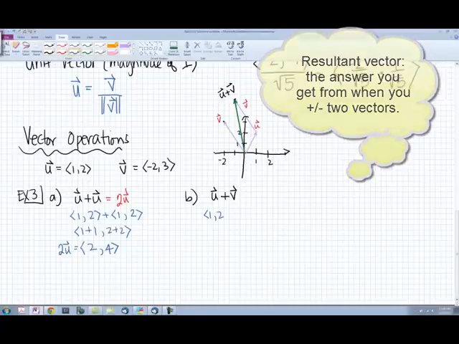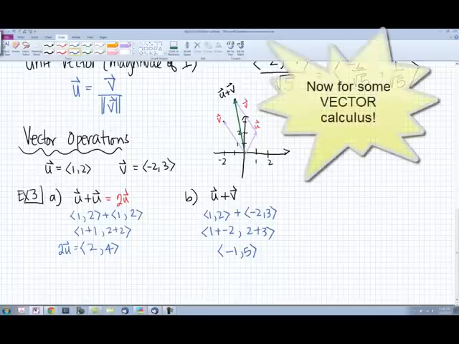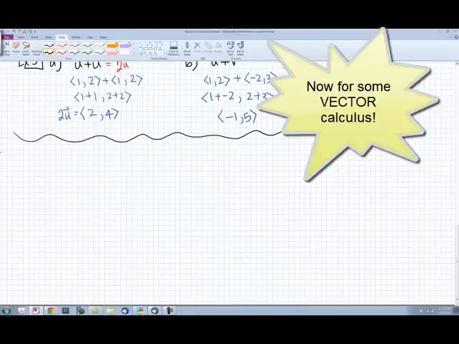So let's look at the calculation. Vector u is <1, 2>. Vector v is <-2, 3>. So if we add their components, we get <-1, 5>. Let's take a look at our vector. Is that at (-1, 5)? Does it go over 1 to the left and up 5? Yes, it does.